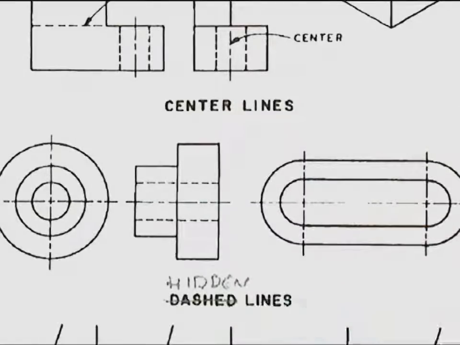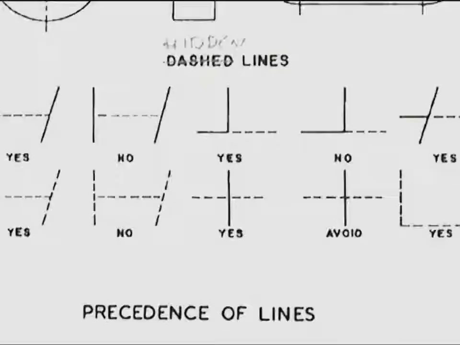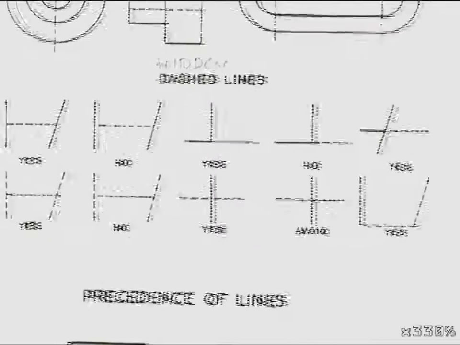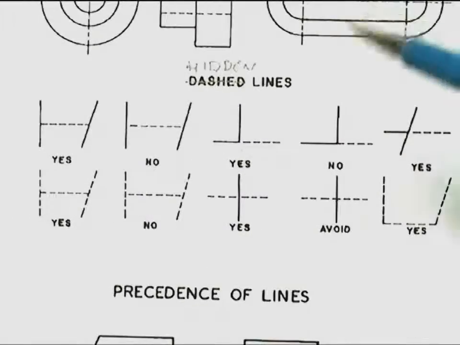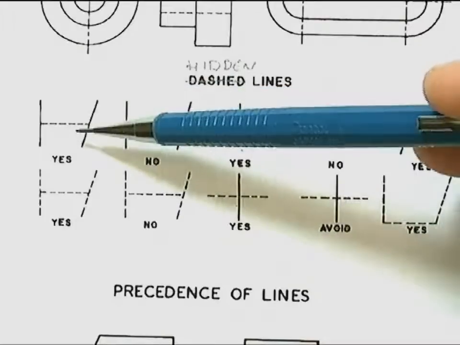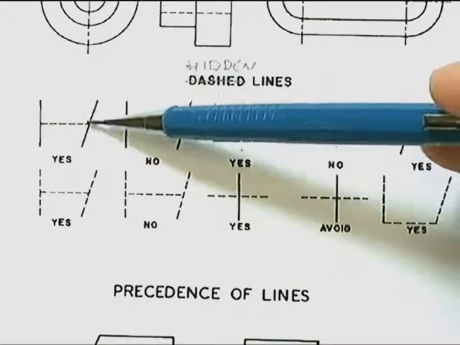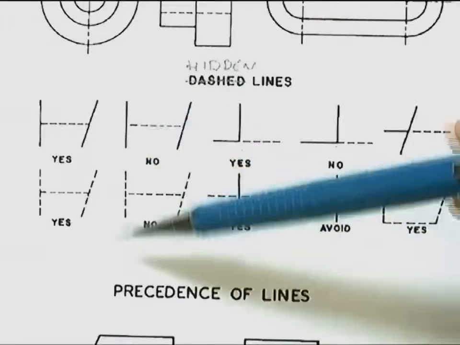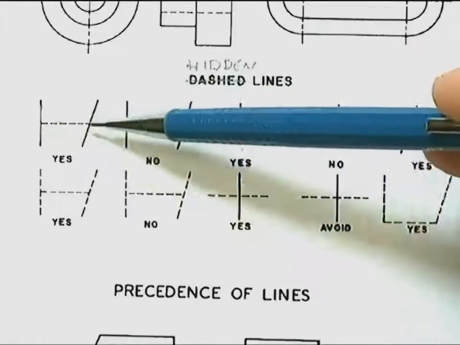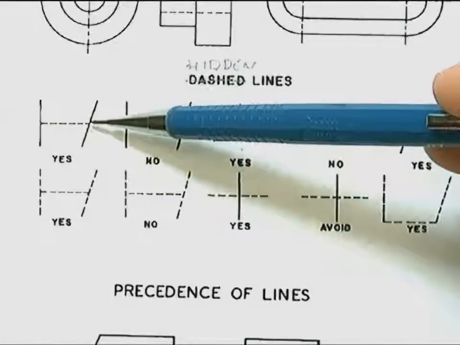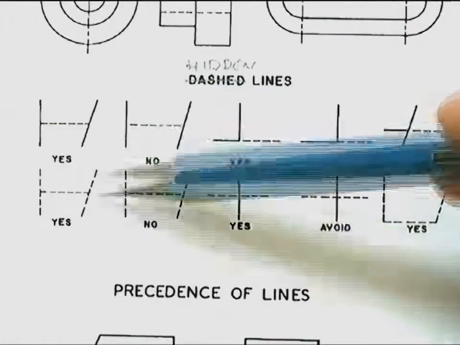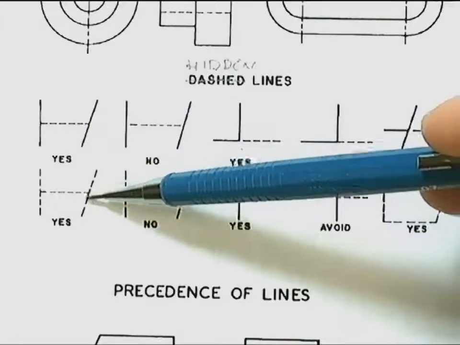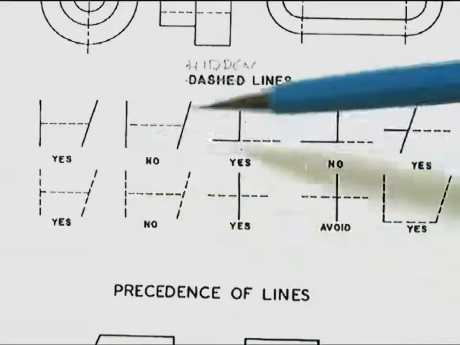Okay, dashed lines, as he calls them, which really, these are hidden lines. There's a certain way we represent those, and how we connect them to other visible or hidden lines is important. So if a hidden edge is coming to or ending at a visible edge, this is the correct way to do it. This is the correct way, hidden line to hidden line.